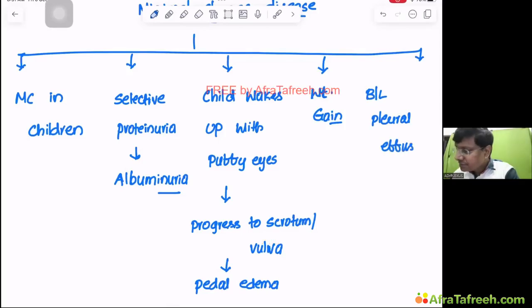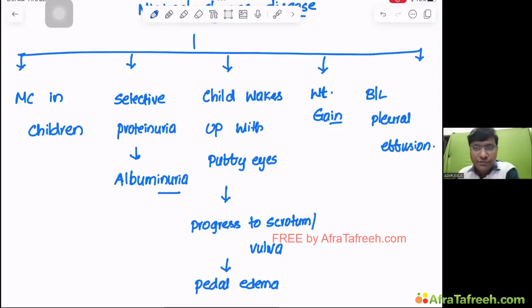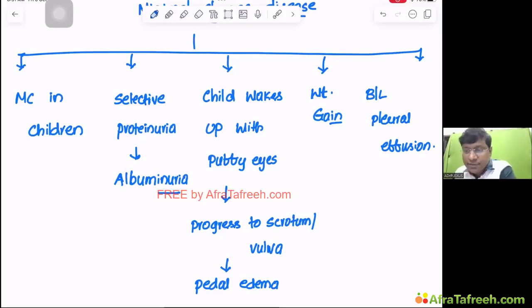Now, can anyone tell me what is the most common cause of pleural effusion? Any one of you? Not tuberculosis. Tuberculosis is not the most common cause. Very good, Rohita. That is congestive cardiac failure. That is the most common cause for pleural effusion. Now, if the question is asked what is the most common cause of exudative type of pleural effusion, then what will be your answer? That becomes your infection, that is your tuberculosis.